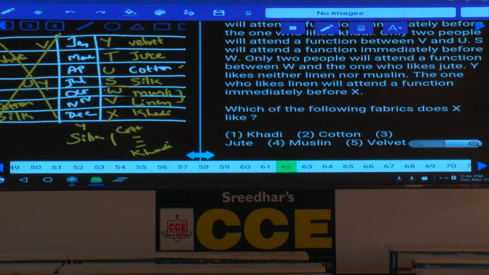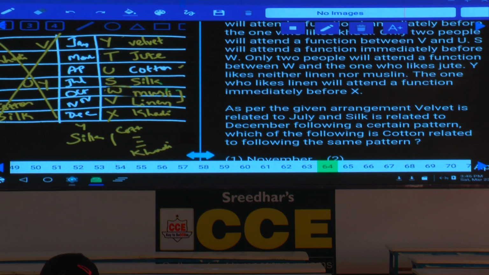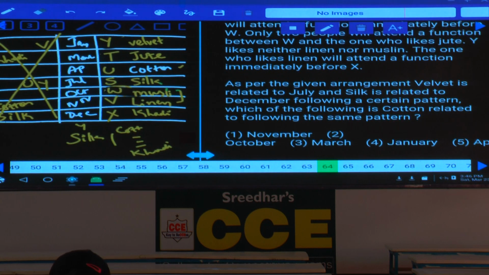Then question number 62. Which of the following fabrics does X like? X likes khadi. Choice 1 is the answer. Then 63. In this 63, which of the following represents the month in which T will attend a function? T attends a function in the month of March, that is choice 2. 98. Then question number 99. Now, in this 99, as per the given arrangement, velvet is related to July.